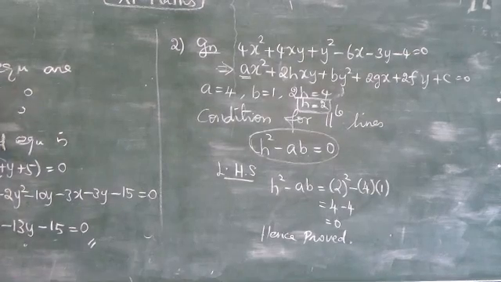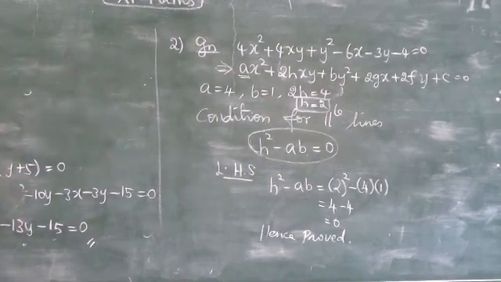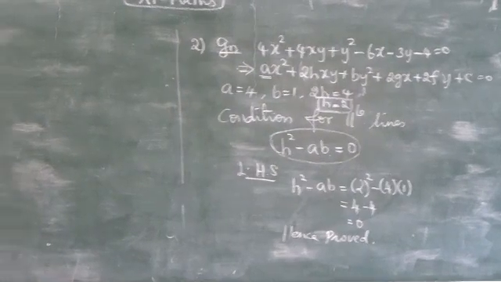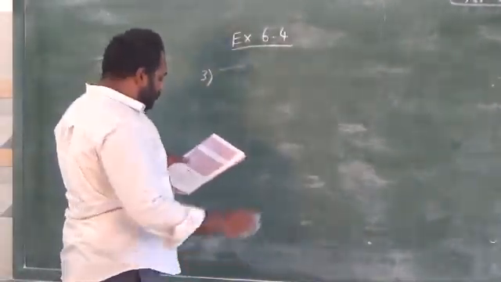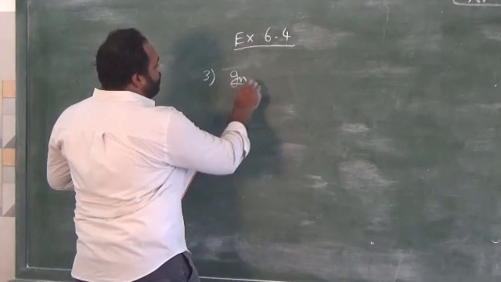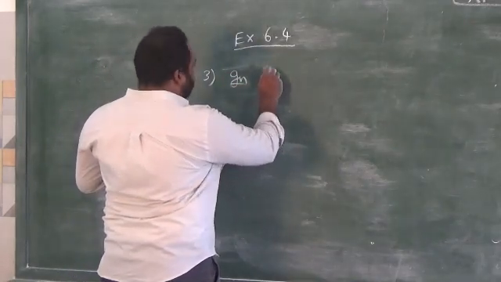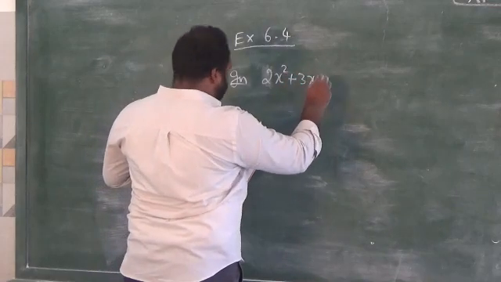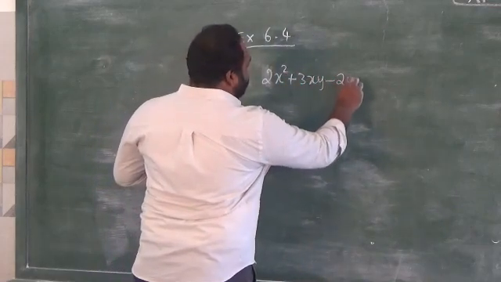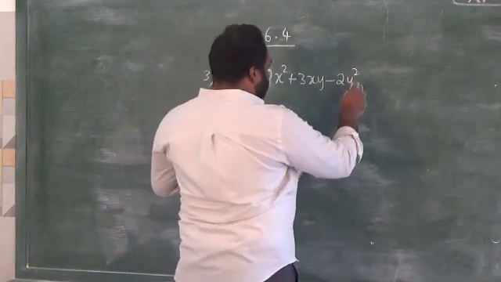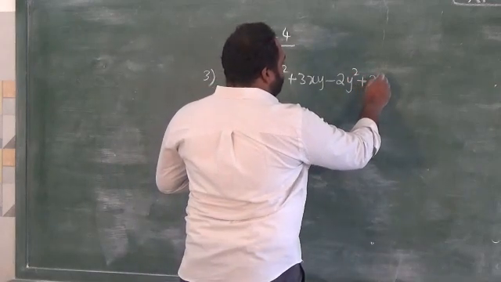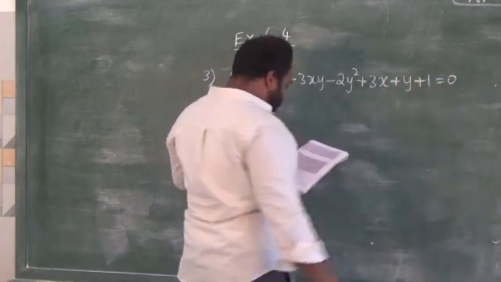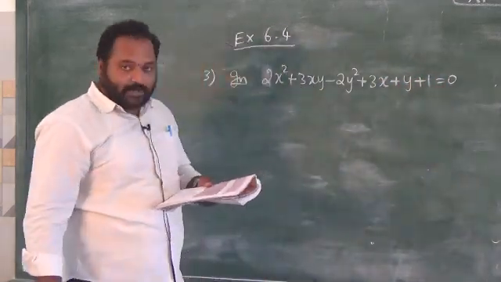Next, third question. The question is, show that 2x square plus 3xy minus 2y square plus 3x plus y plus 1 equal to 0 represents a pair of perpendicular lines.